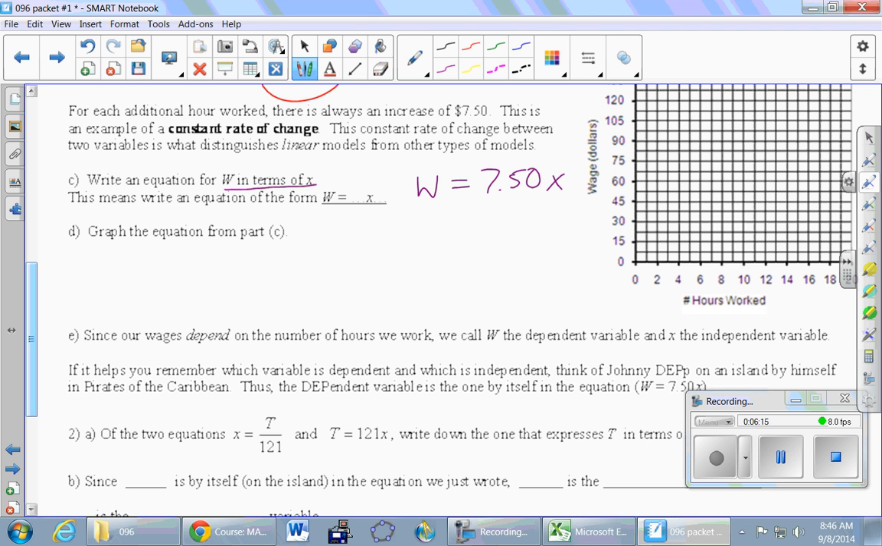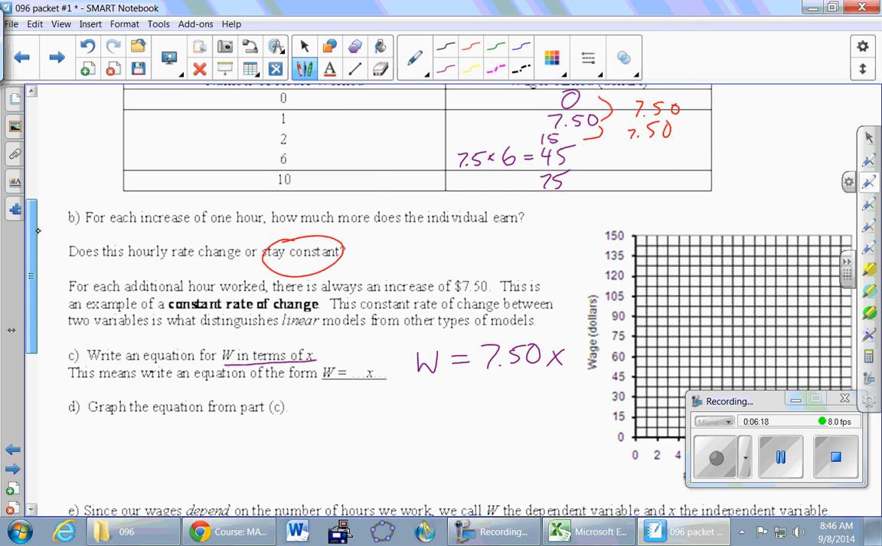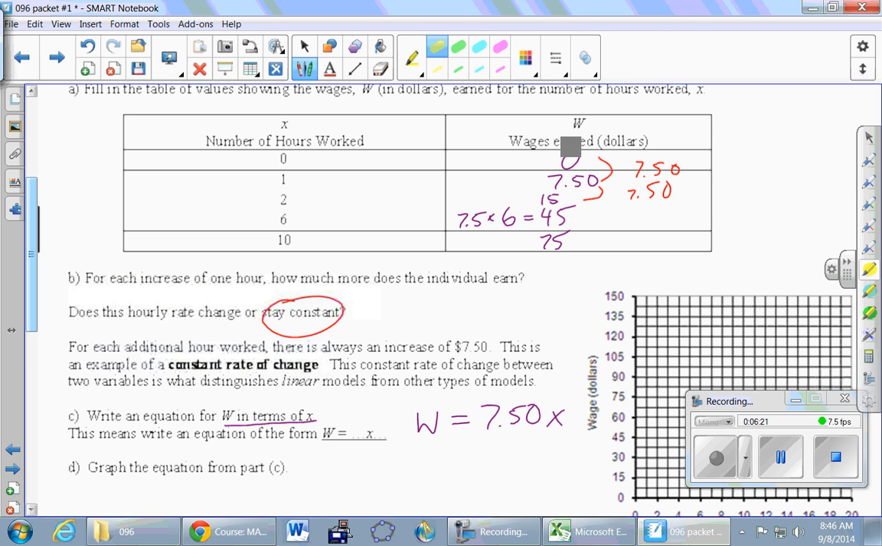Okay, let's move to part D, where it says graph the equation. So how about we graph the equation by just plotting a few points. For example, go ahead and plot (0, 0), and (1, 7.50), and then maybe the last one, (10, 75). So plot those three points.